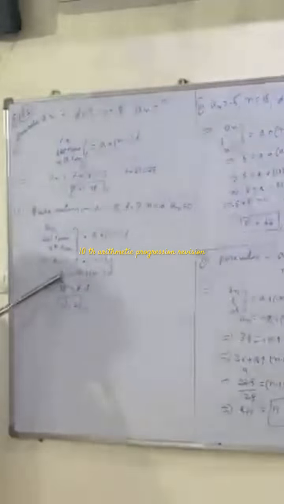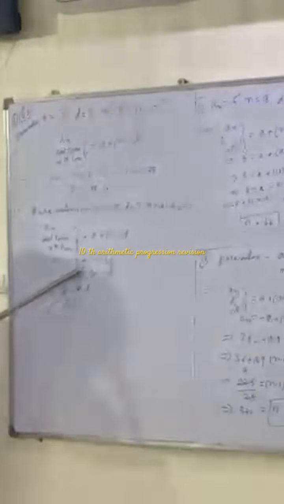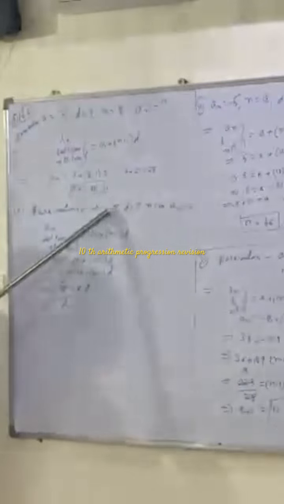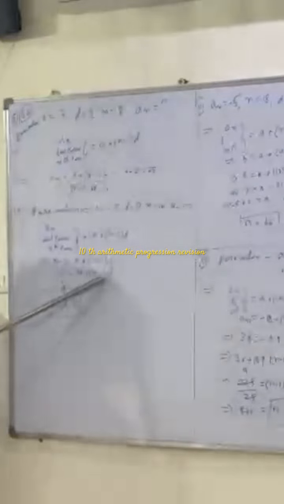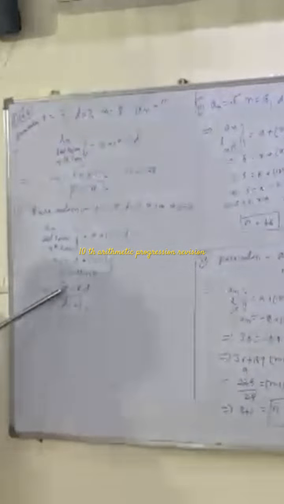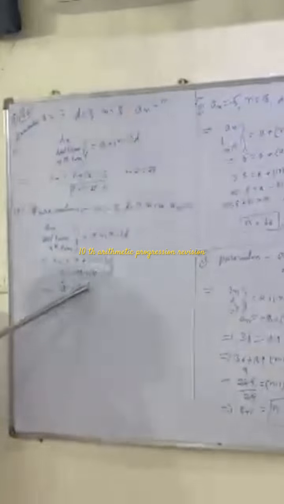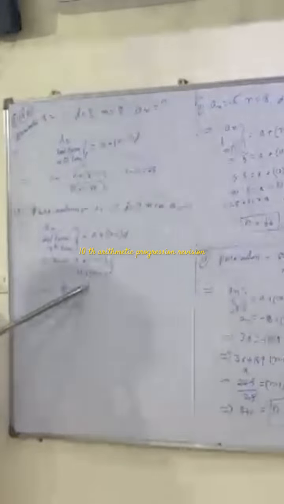Here AN is 0. A is minus 8, the first term, and the number of terms is given as 10. So 10 minus 1 times D. Then 9 D is equal to 80.